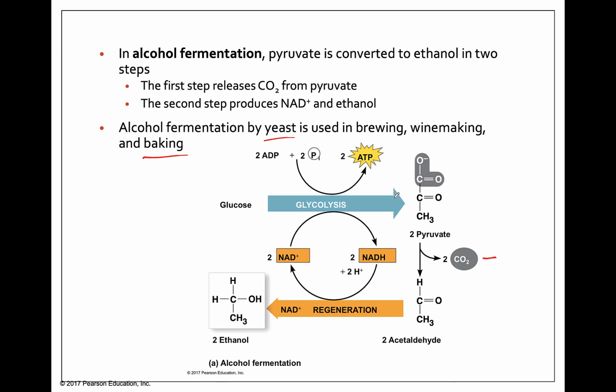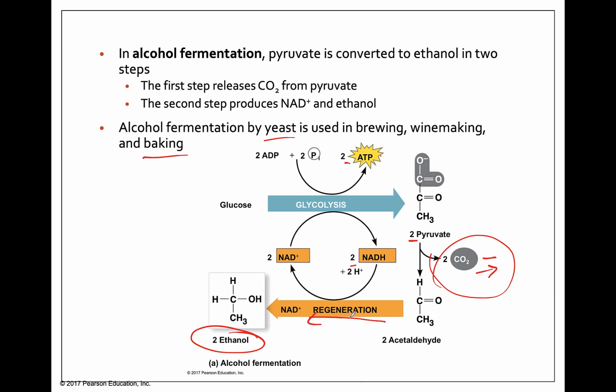So the first step is glycolysis. Glycolysis, you guys already know, is going to make me 2 ATPs, 2 NADH, and 2 pyruvates. The pyruvate is then going to lose some carbon dioxide. This is why beer and wine have a bubbliness, because they've released carbon dioxide. The pyruvate is eventually turned into ethanol, which is an alcohol.